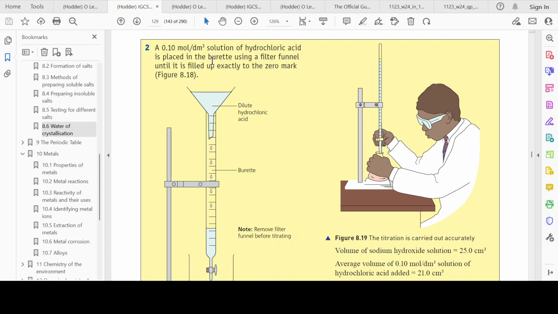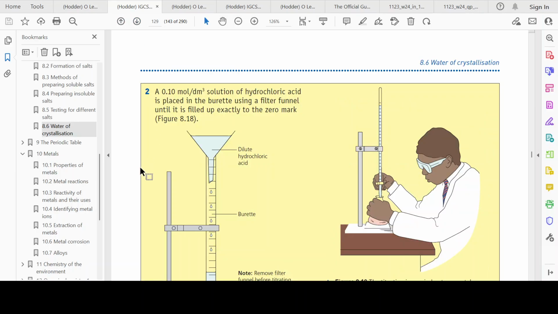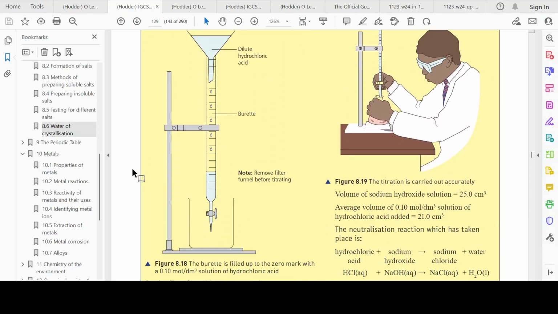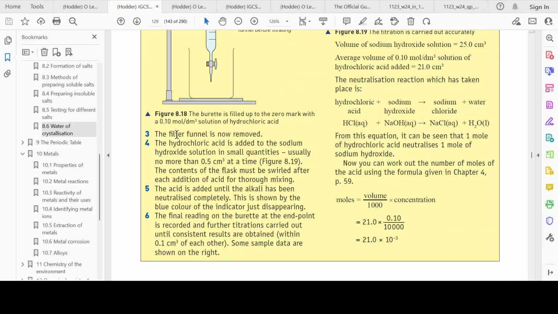Depending on what kind of liquid it is, it's the upper meniscus or the lower meniscus, and it should be at the 0 mark. Once you've filled it up, you remove the filter funnel. And in this case, you note that they've given you the volume of the sodium hydroxide, but not the concentration. So with this titration, we'll be finding out the concentration of sodium hydroxide.